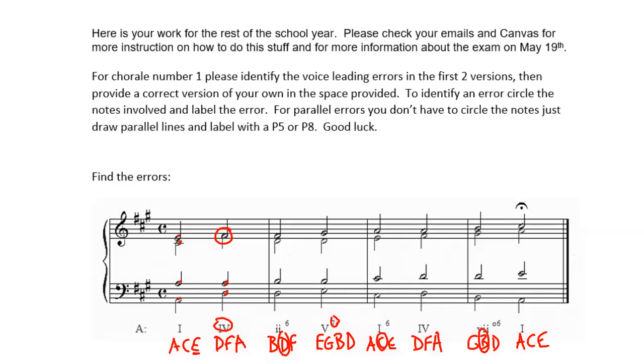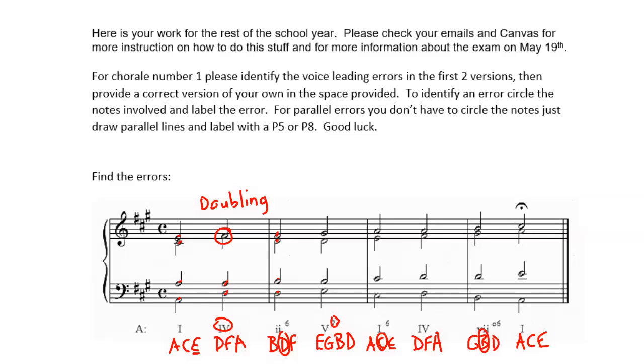By circling that, and I'm just going to write up here, doubling. Okay, so I found an error: improper doubling. B, D, F. Going on to the next chord here, D in the bass, and it's the D that is doubled. I've got a B, a D, and an F. Okay, so spelled correctly with the bass doubled. On a first inversion, you could also double the soprano, but this is totally acceptable.